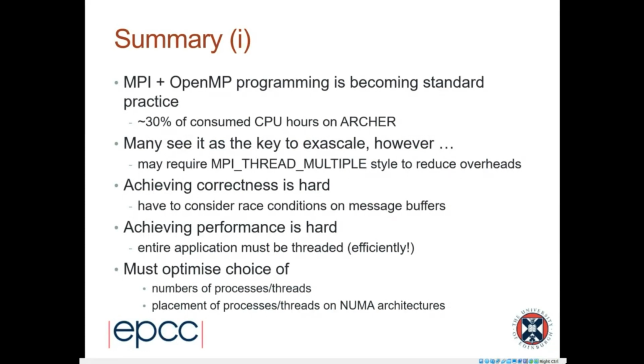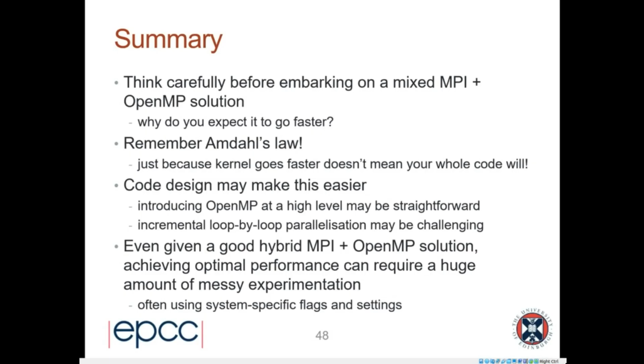We have race conditions, as we saw previously. Missing out a barrier could lead to an incorrect code. Achieving performance is hard. And even once you've got a code, you've got to optimize the choice of the number of processes and threads and the placement. So it is quite tricky to do. Think carefully before embarking on this.